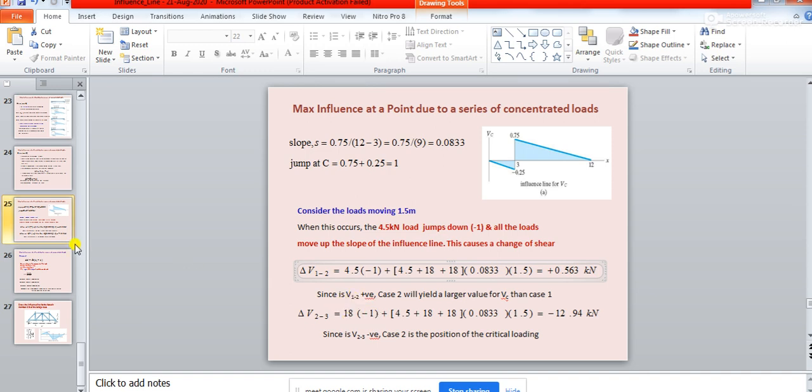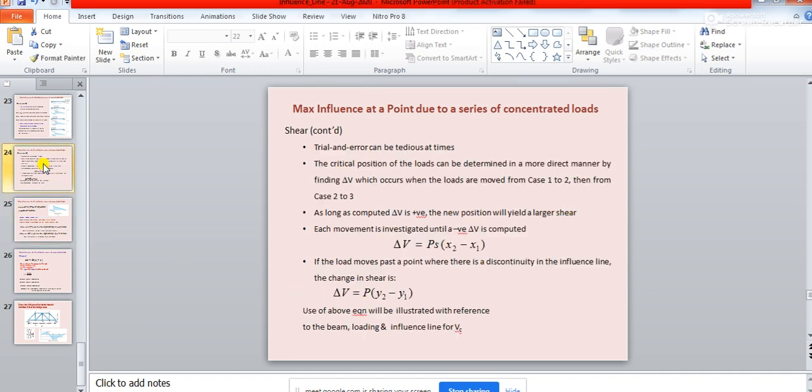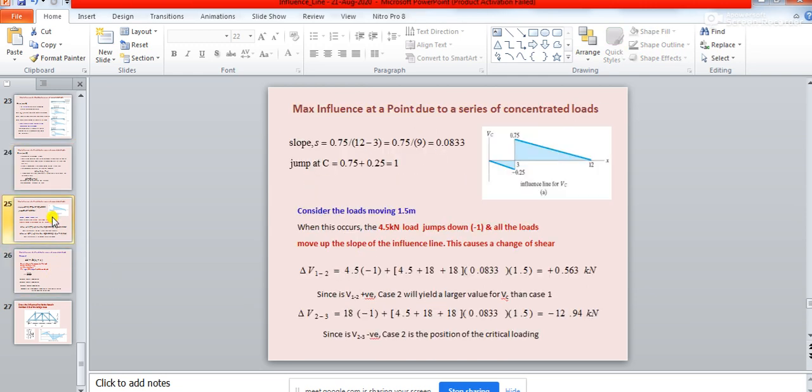And how are you getting it? If you go to the theory, you are using P into y2 minus y1. If the load moves past a point where there is a discontinuity in the influence line, the change in shear is this much. So how do you calculate the discontinuity shear? You calculate the discontinuity shear using 18 multiplied by -1.